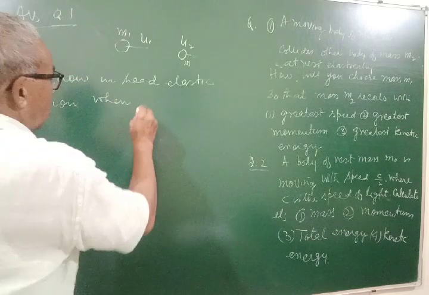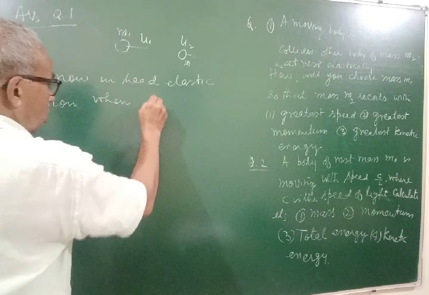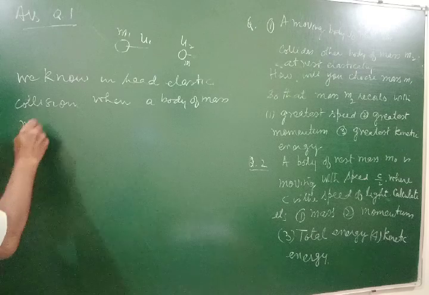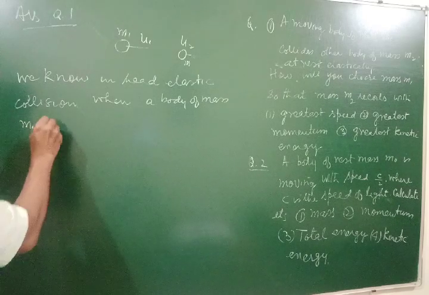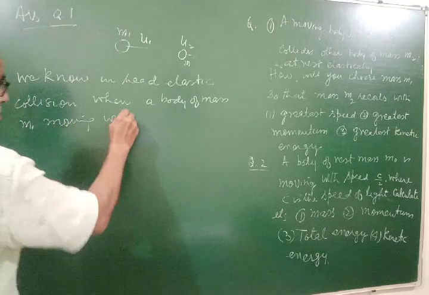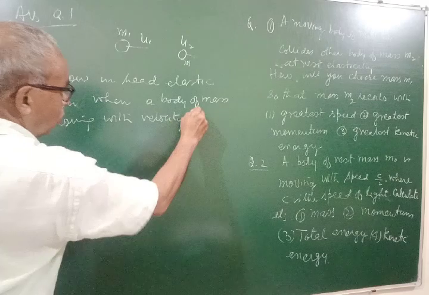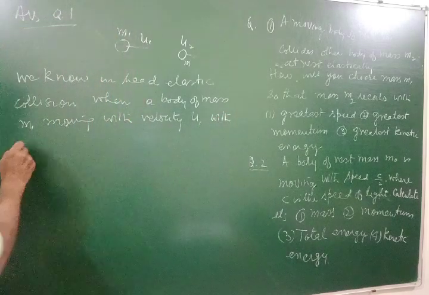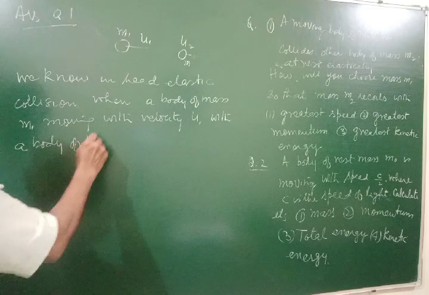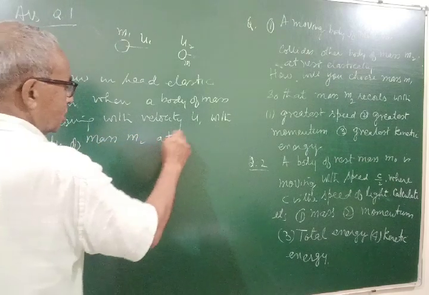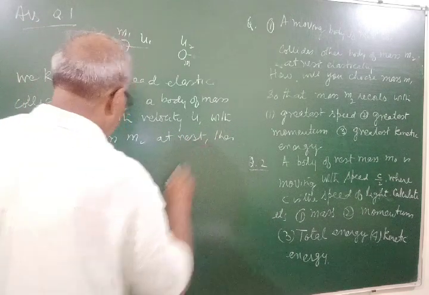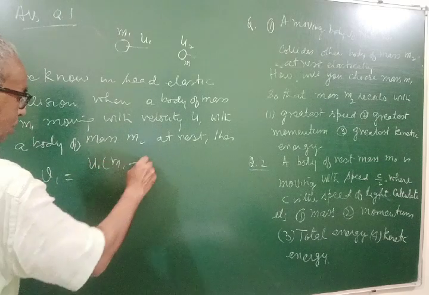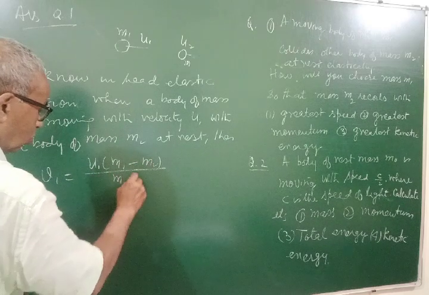when a body of mass m1 moving with velocity u1 collides with a body of mass m2 at rest, then v1 is equal to u1 bracket m1 minus m2 upon m1 plus m2.